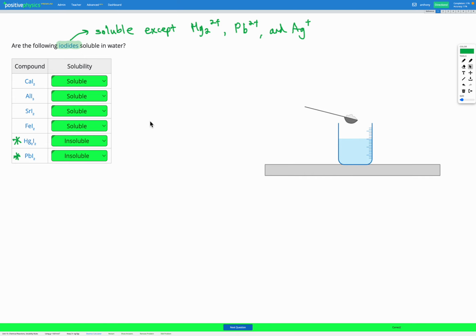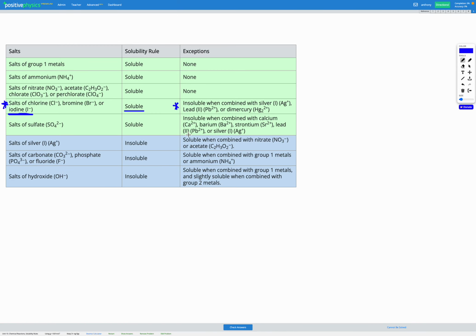So to answer these questions, we're really relying on our reference sheet, and we're just finding the relevant statement and applying that, making sure to note the exceptions as well.